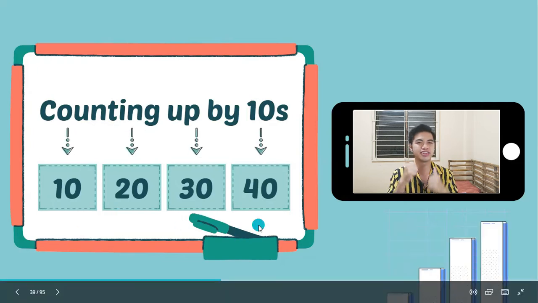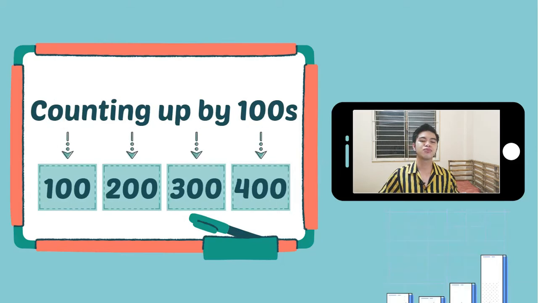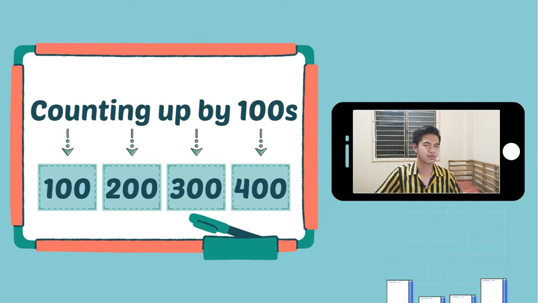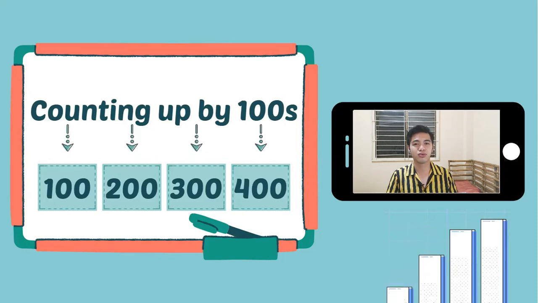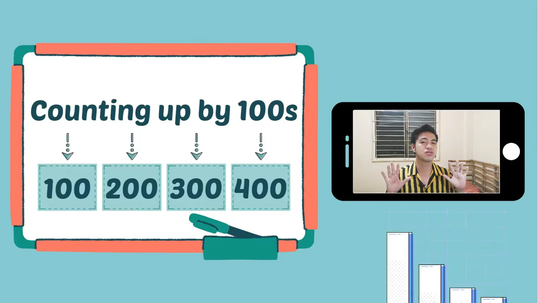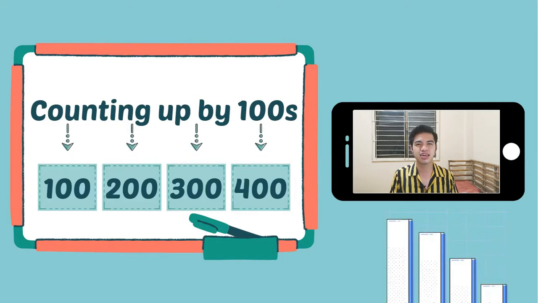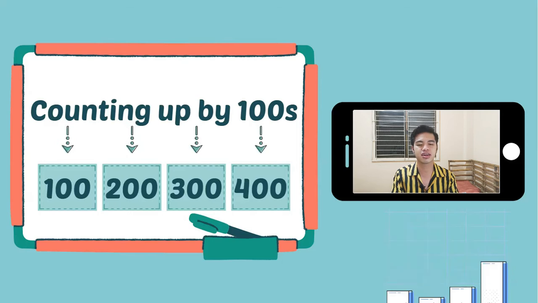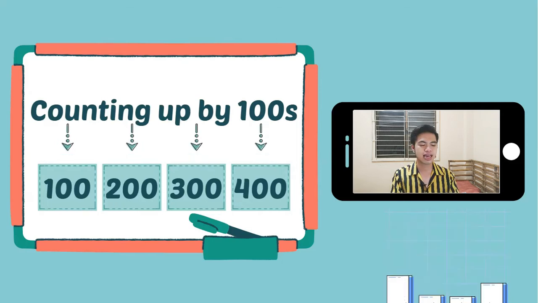Okay? Good job, kids. So now, let's go to the following numbers. Now we're going to count up by 100s. So here we have 100, 200, 300, and then 400. Here we added 100 to find out what is the next number. So 100 became 200, 200 became 300, 300 to 400, okay? So it will be like this.